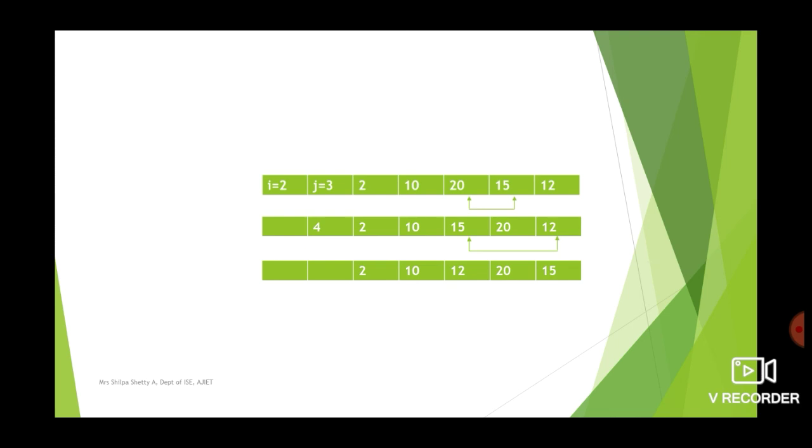So at the end of this pass, the array looks like this. We have 2, 10, 12, 20 and 15. So we see that the third smallest element in the array is 12, and that occupies the third position in the array. So if you compare the first three elements, now the first three elements of the array represent a sorted array, whereas the fourth and fifth position have to be sorted in the next pass.